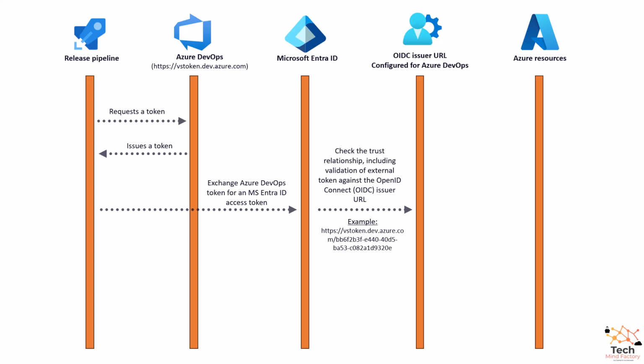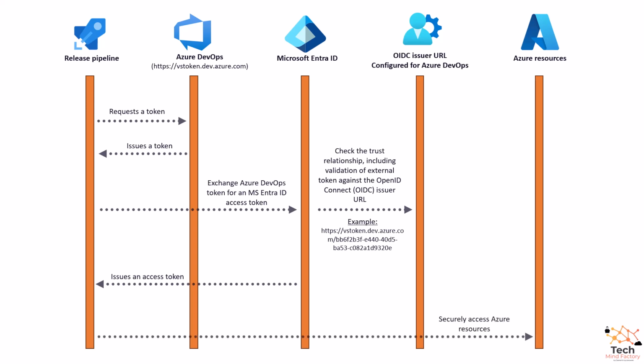that was issued by Azure DevOps. And now, if this token is valid, if basically there is this trust relationship in place that we will see in this video, Microsoft Entra ID will issue an access token to the release pipeline in Azure DevOps. And then the release pipeline in Azure DevOps can securely access Azure resources using this access token.